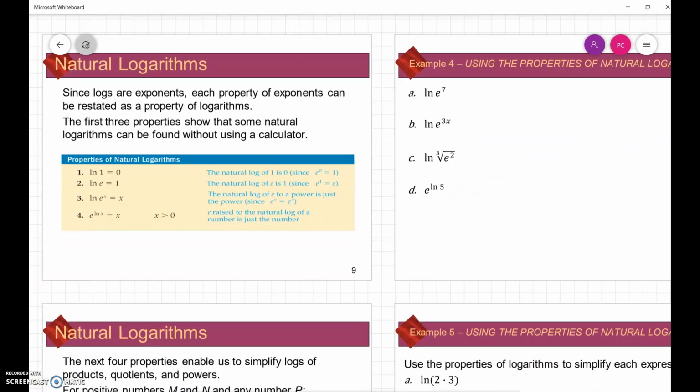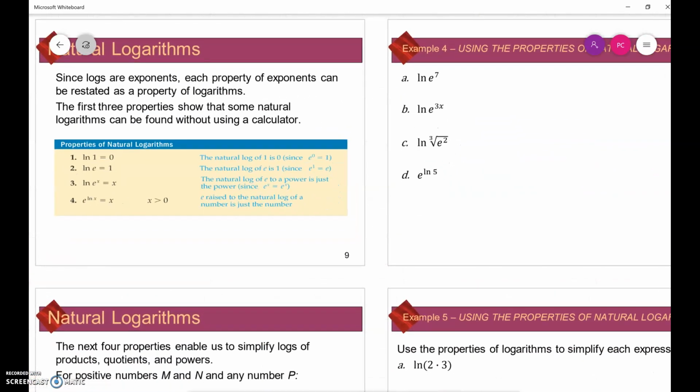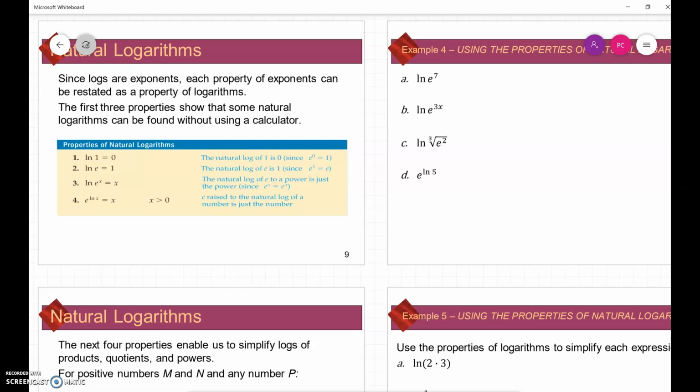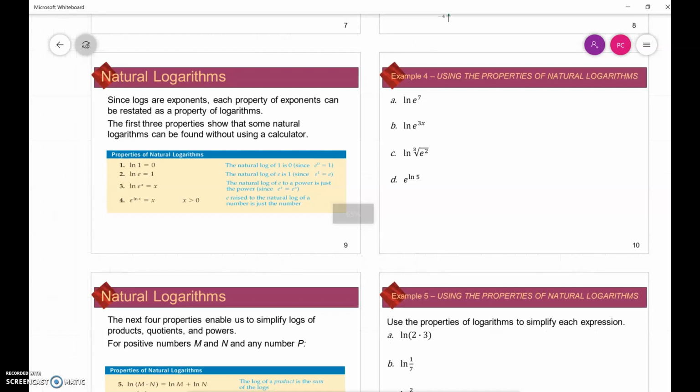So what are some rules that we can use? Well, some rules that will come in handy for logarithms are some properties. By learning and memorizing these properties, it will make the calculus part of this go a lot faster, so it's something that we want to practice. Since logs are exponents, each property of exponents can be restated as a property of logarithms.